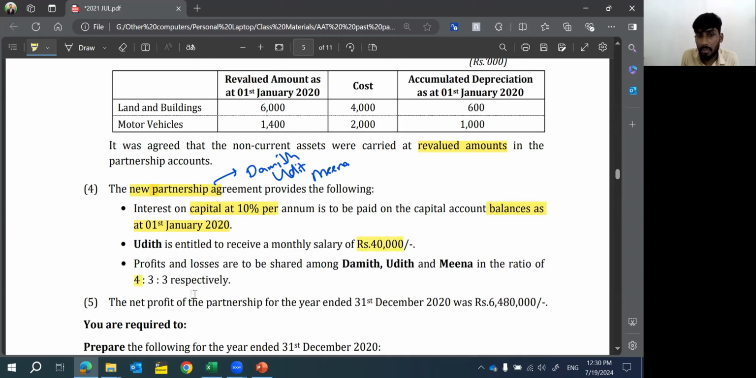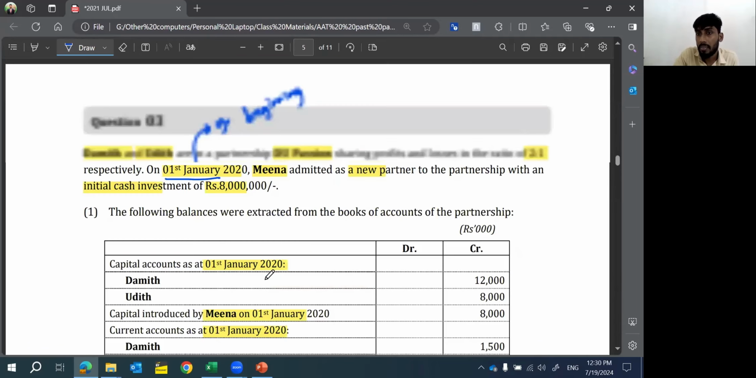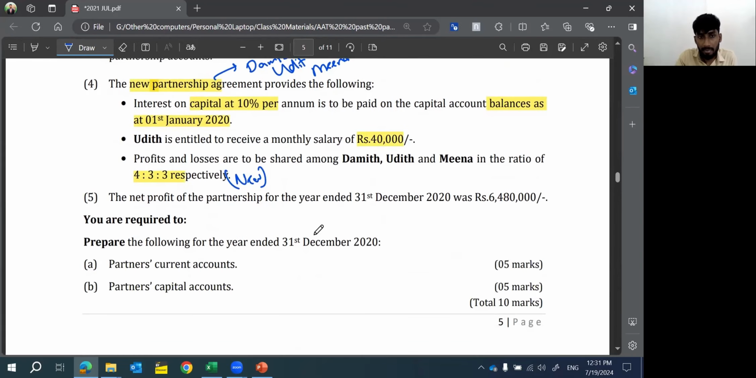Profit and loss 4:3:3 ratio. This is the new profit sharing ratio. What was the old profit sharing ratio? The old profit sharing ratio was 2:1. Great. Then the net profit was given: 6,480.